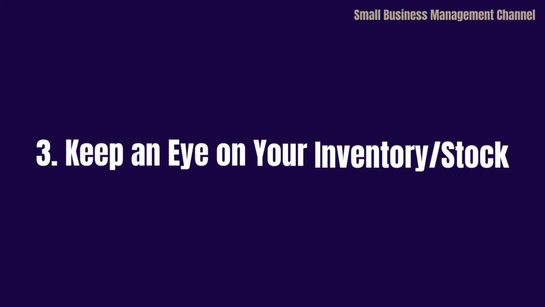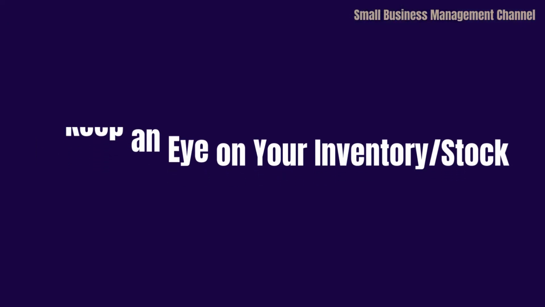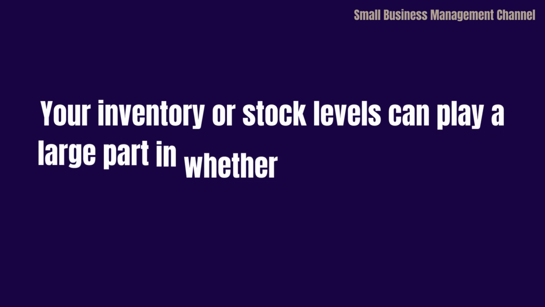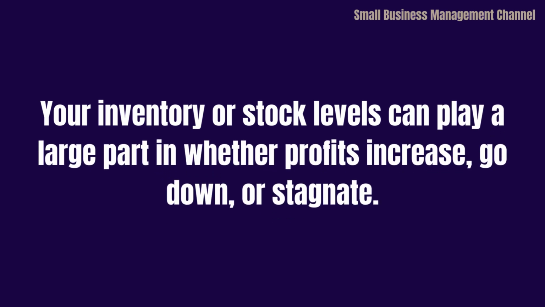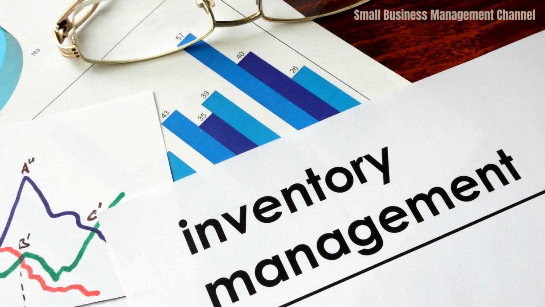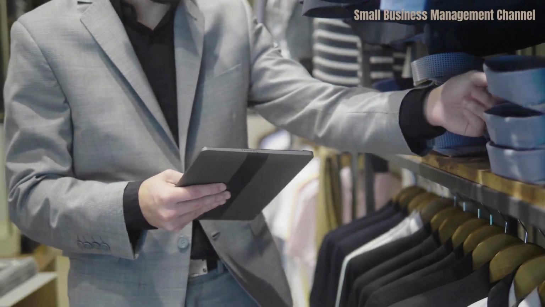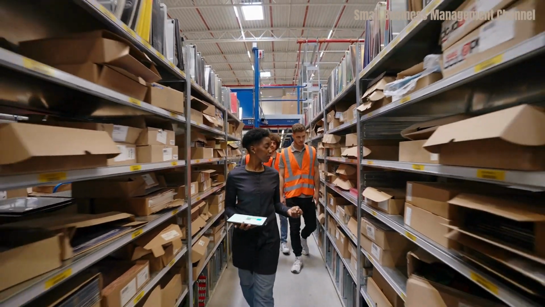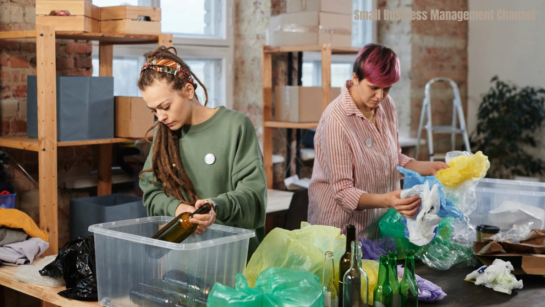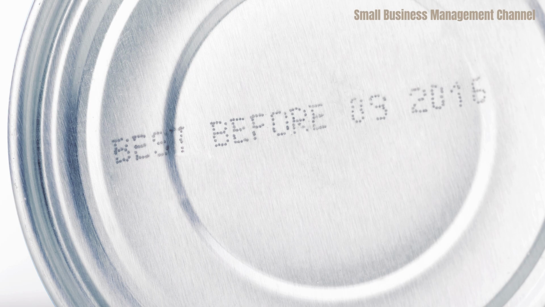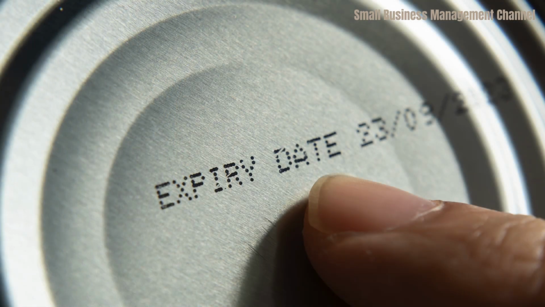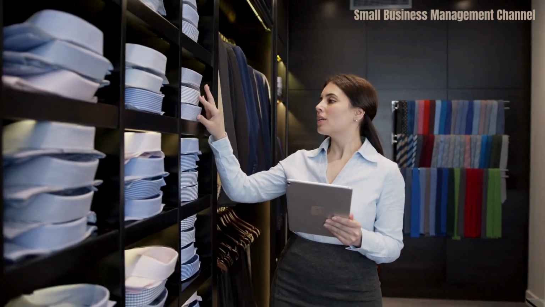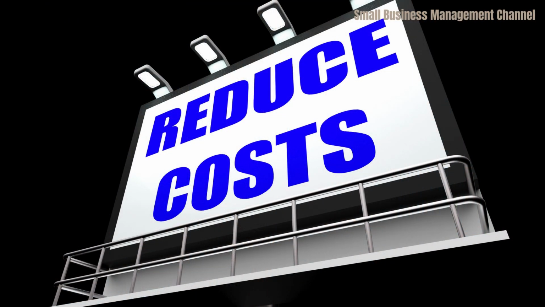Number 3. Keep an eye on your inventory or stock. Your inventory or stock levels can play a large part in whether profits increase, go down, or stagnate. If you sell products, you need to learn how to balance between having enough stock to fulfill customer orders on a timely basis and avoid having excess stock, which drives up storage costs and can end up as waste. This is particularly important if your stock has an expiry date. Manage your inventory properly and your costs will likely be reduced as well.